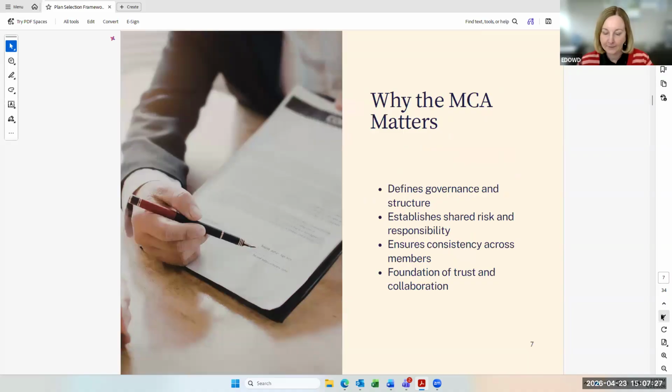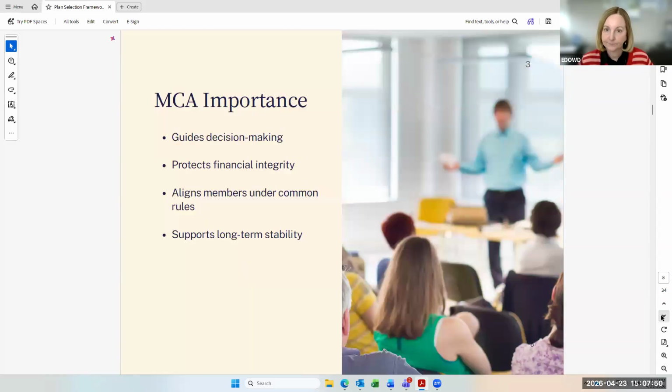Why does our MCA matter? First of all, it defines our governance structure. It establishes the shared risk and responsibilities of the collective whole. It ensures consistency across all our members, and it is the foundation of the trust and collaboration that this model was built on. It guides our decision-making process. It protects our financial integrity, and it aligns members under common rules. It supports our long-term stability.